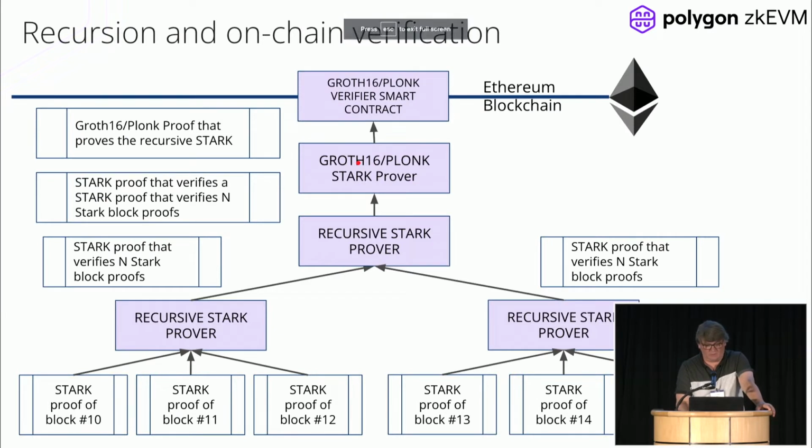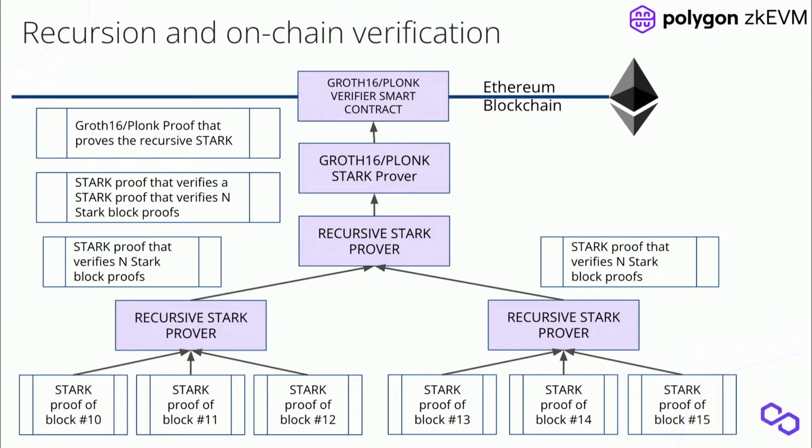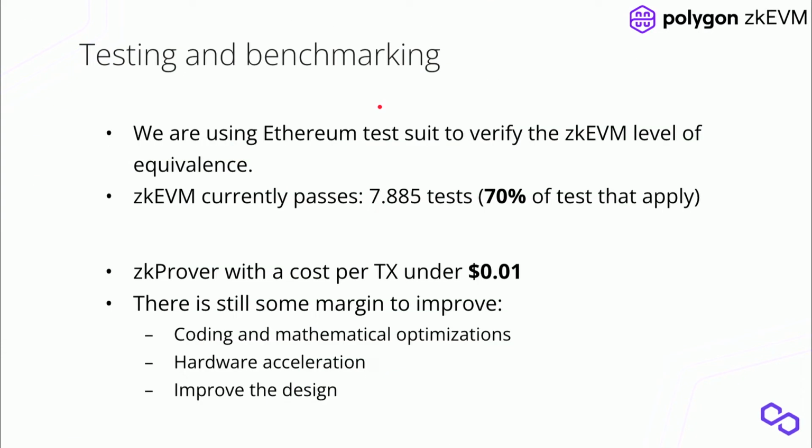We already talked a little bit about the proving here. The interesting thing, what we are working on very much right now, is that we can have different proofs for different blocks, but then we can aggregate those blocks with Stark, and then at the end we have this Groth16 or Plonk that actually proves on Ethereum.